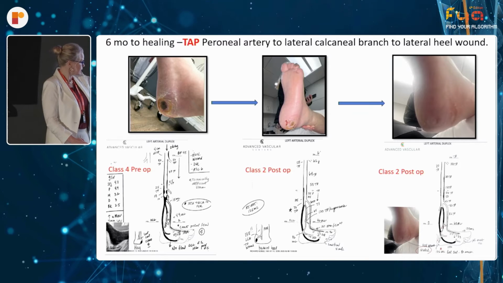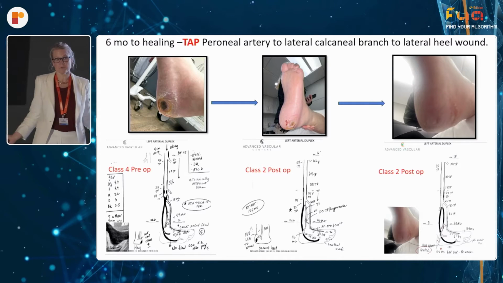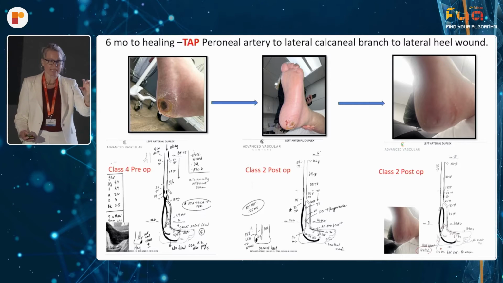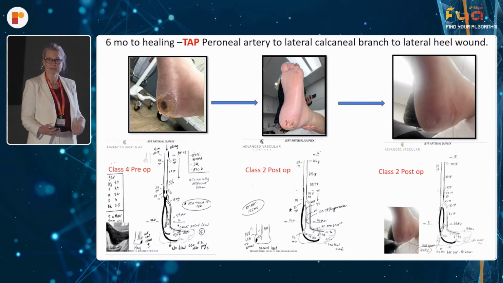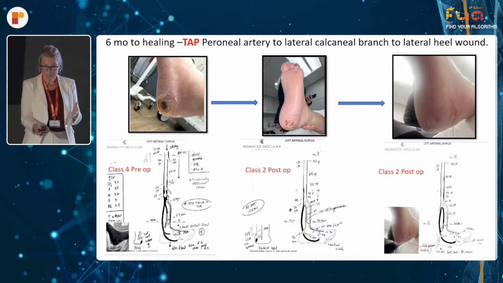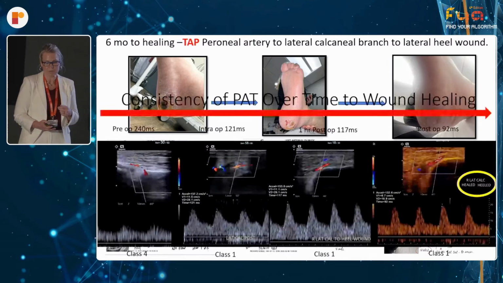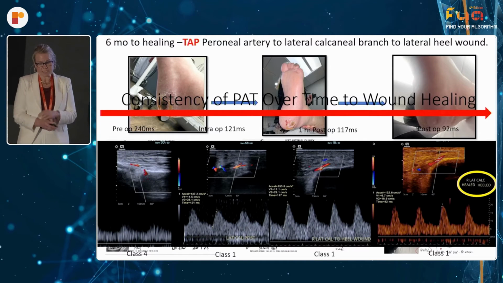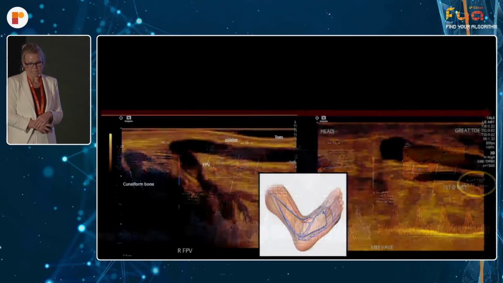This patient has an occluded PT and lateral plantar. Maybe people would have done a DVA on this patient, but we're really getting granular and looking at the collateral pathway off the peroneal artery to the calcaneal branch to the heel wound, and it was quite successful. Sorry for the slide. So anyway, there's consistency of PAT over time.